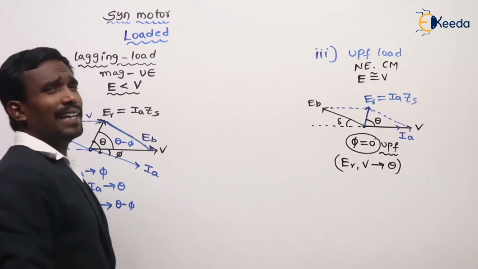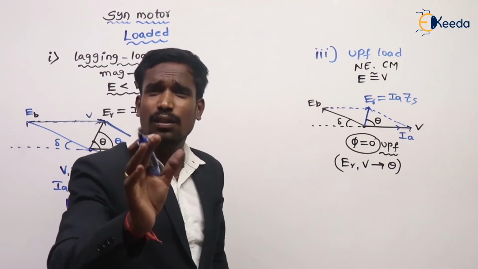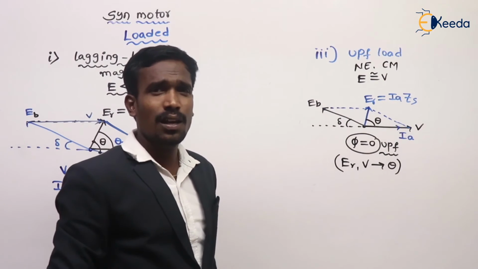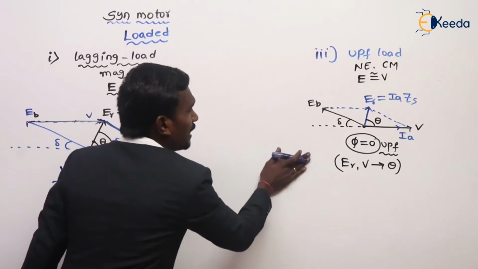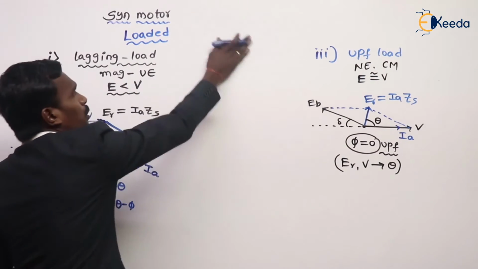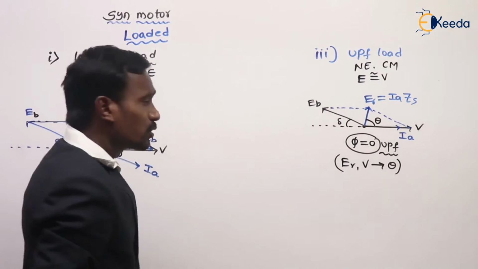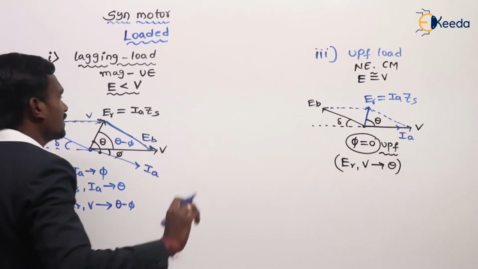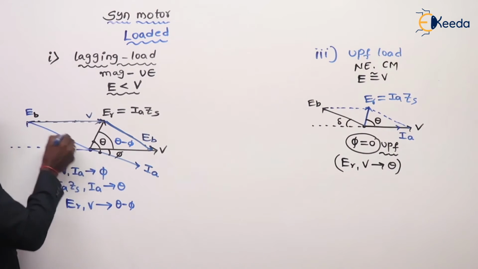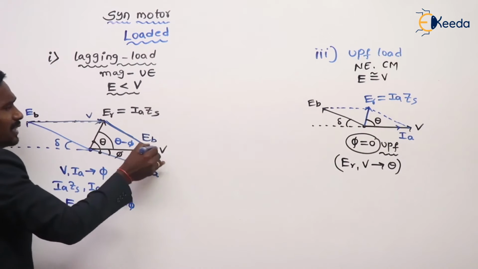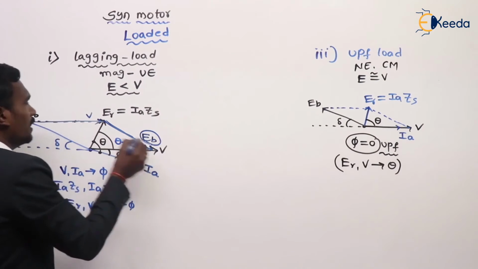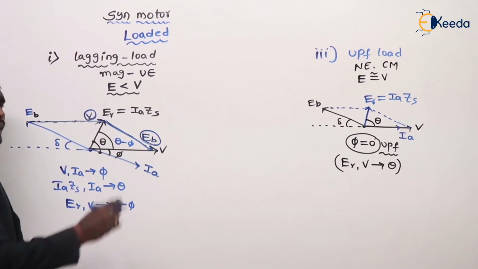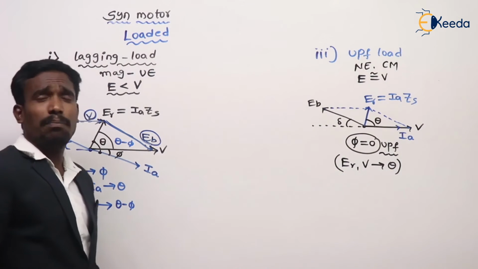From these vector diagrams, we have some small formulas. I will give those formulas for lagging load. You have to draw for the leading load also, that's why I removed the leading load. So I will draw for lagging load. If this is EB, this is also EB. If this is V, this is also V, because in a parallelogram the opposite sides are parallel.